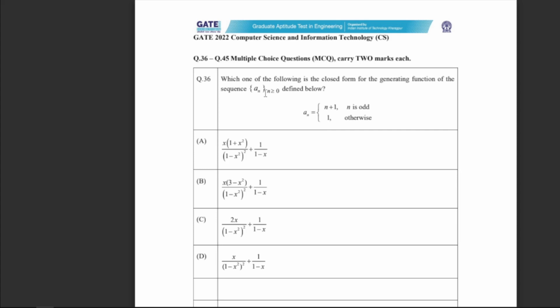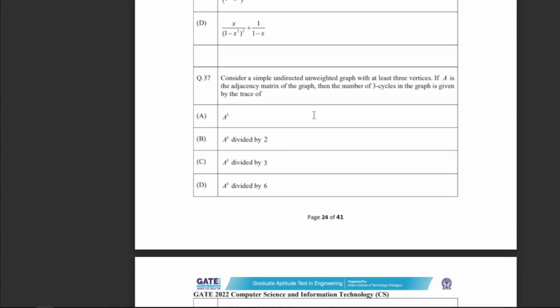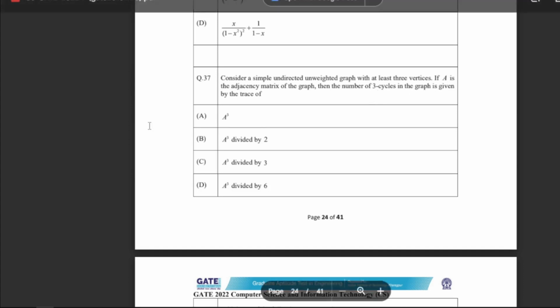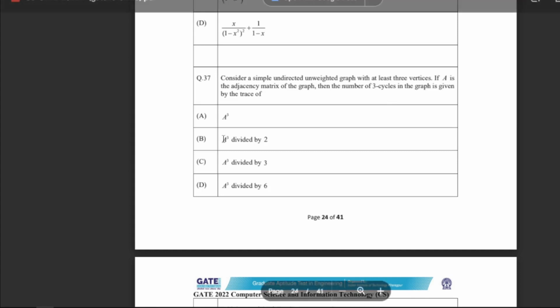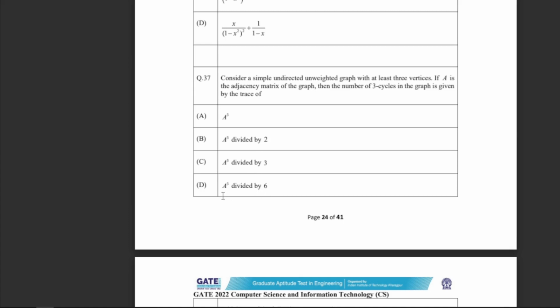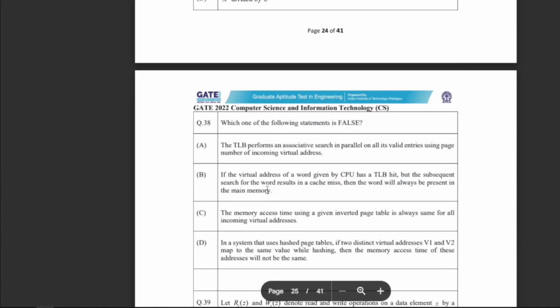So first is 36: which one of the following is the closed form for the generating function of the sequence, n greater than or equal to 0, defined below, right? So this one. So for 36, again our answer is A, right? This expression. Now for 37, consider a simple undirected unweighted graph with at least 3 vertices. If A is the adjacency matrix of the graph, then the number of 3-cycles in the graph is given by the trace of A cube divided by 6, so 37 is D.